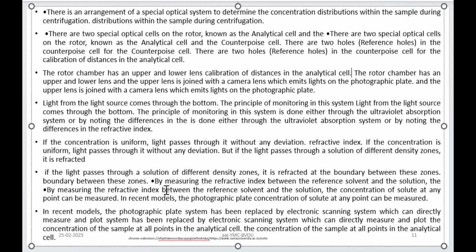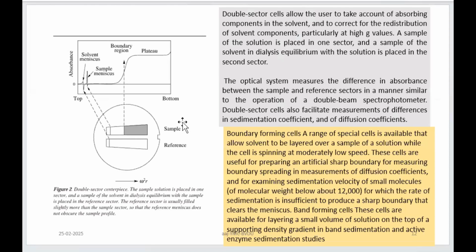Photographic plates also are there which are going to monitor and do real time scanning of the undergoing process, right? Now how is it going to take place? This is your rotor, one side of it. This is the sample cell. This is the reference cell, right? The sample cell is having the sample. Initially, it is going to be uniform. As sedimentation progresses, particles will start sedimenting on the basis of their mass, density, etc.